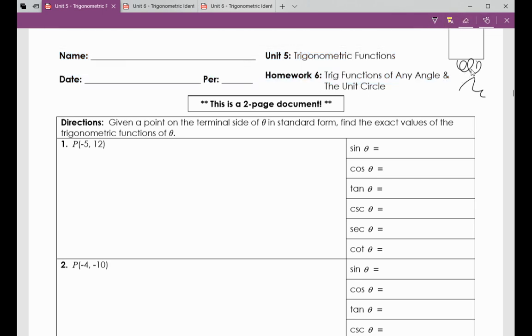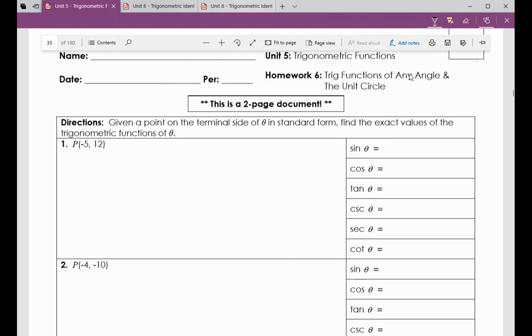All right, so you have your handout. We're only going to go through 4 examples, but it does take some time. When they give you a point on the terminal side of an angle in standard form, find the exact value of the trig functions. Now, with respect to a unit circle, we have already talked about the fact that sine is y and cosine is x, correct?